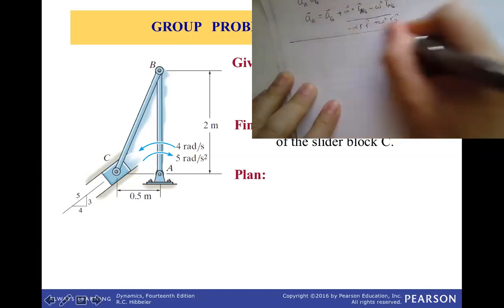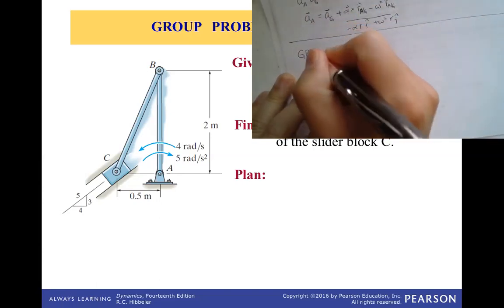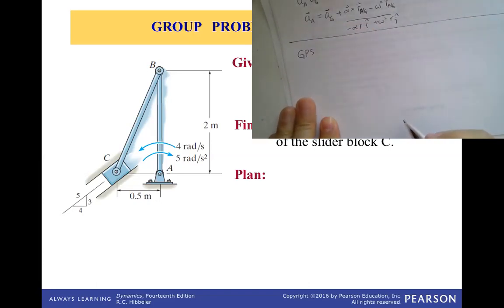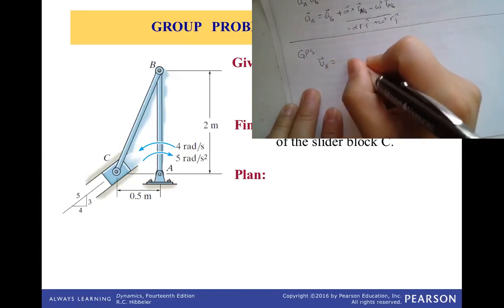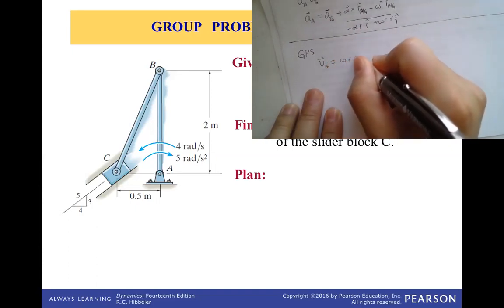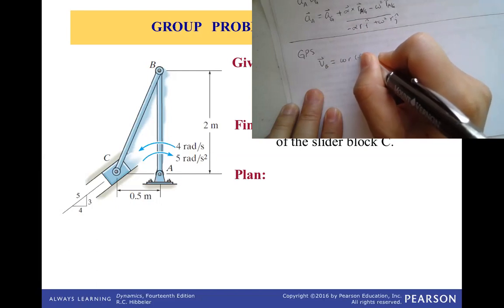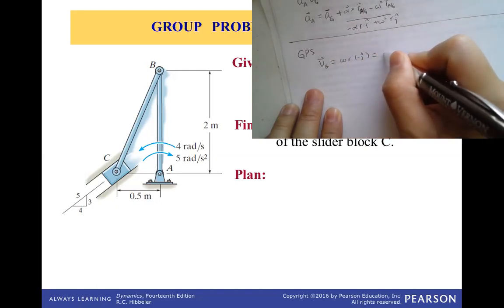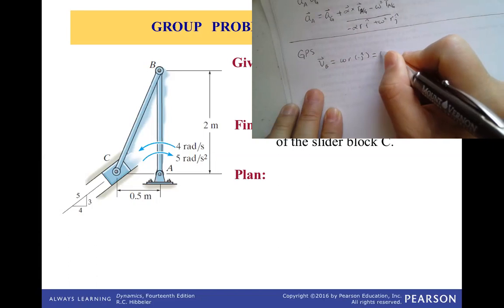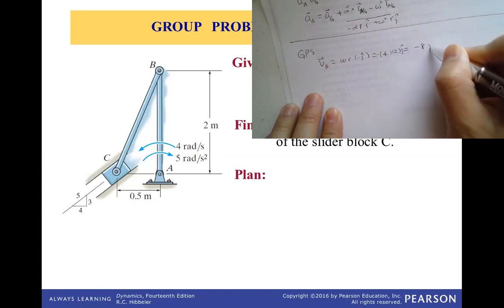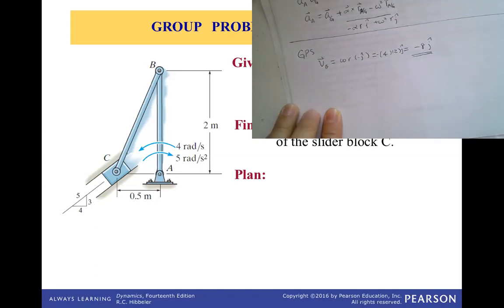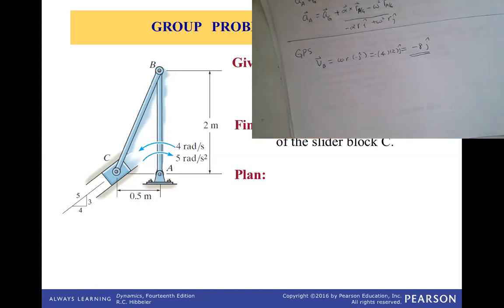On the group problem solving, given the numbers, we can determine the velocity at point B to be omega times r, and that should be in the negative j direction. So omega is 4 times 2, the length of the rod, so minus 8j. This is V B.